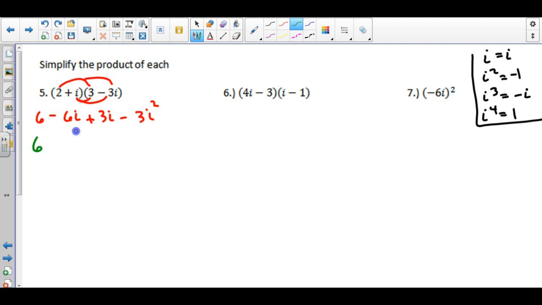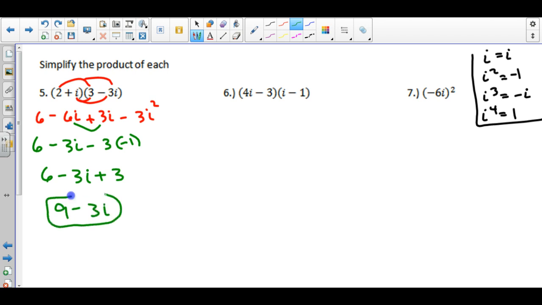First thing I'm going to do is bring the 6 down. I'm going to combine these two, which -6i plus 3i is -3i. And then what I'm going to do here is replace the i squared with -1, because again, i squared is -1. So last thing we can do is simplify this again. We're going to take 6 minus 3i, and then this part right here is going to simplify to +3. And then your last step, combine the 6 and the +3 to get 9, and then bring down the -3i as the imaginary part. And that is all for that.